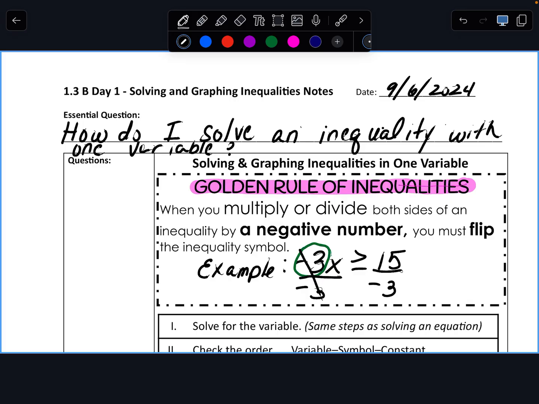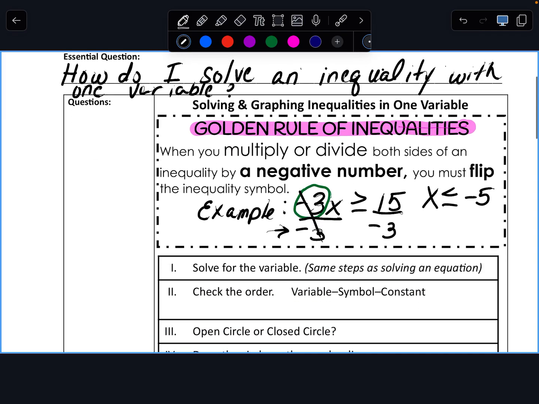but given that I'm dividing by negative 3, I have to remember that it's going from greater than or equal to, to less than or equal to. I have flipped it. The alligator was eating the x, now it's eating the answer. I have to flip it because I'm dividing by a negative. So the answer is negative 5: x is less than or equal to negative 5. So I have solved for my variable.